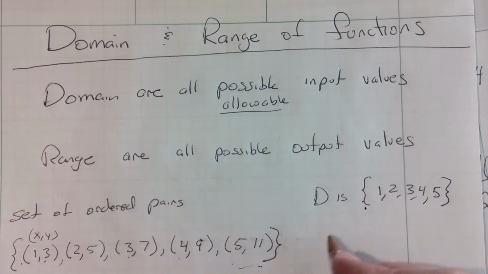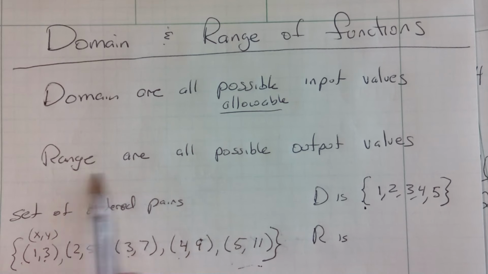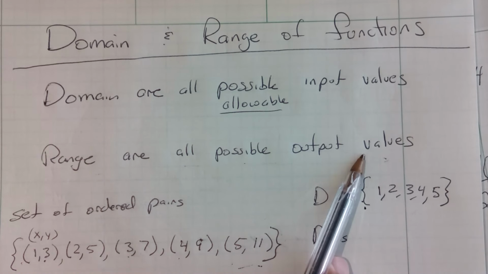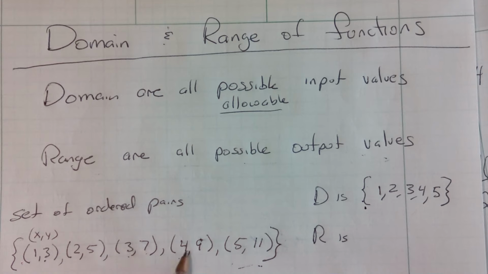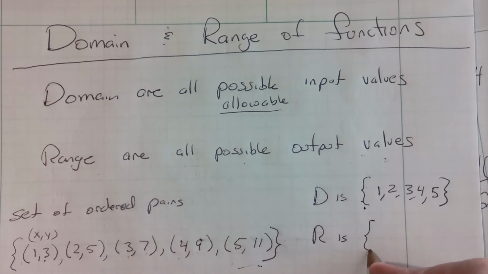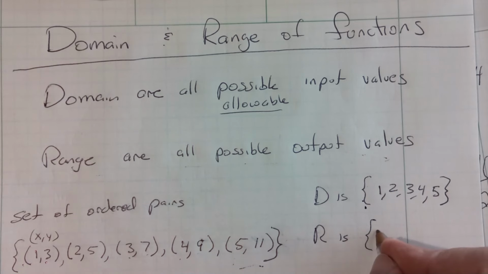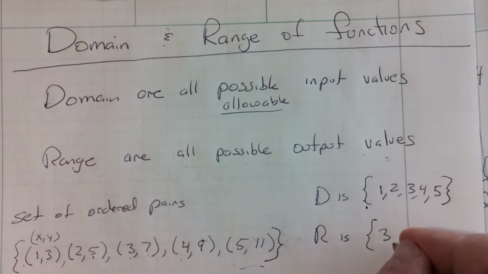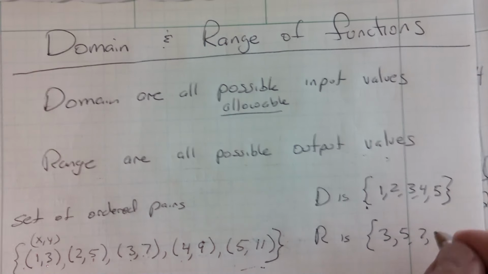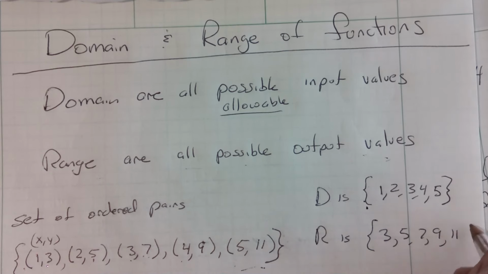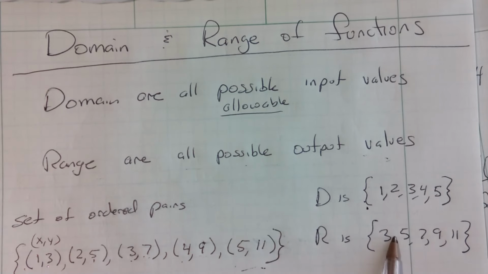The range, again, the range is all possible output values. So again, I look at all the y values, or the output. And again, just like before, I do a set notation, and I say, all right, the outputs are a 3, a 5, a 7, a 9, and an 11. And those are all possible output values. So the domain of this function here are the numbers 1, 2, 3, 4, and 5. The range are the numbers 3, 5, 7, 9, and 11.